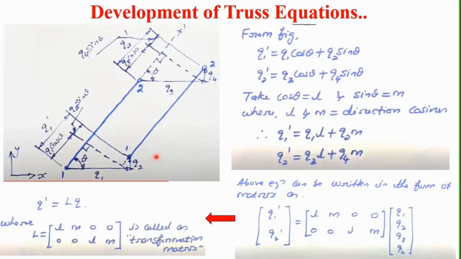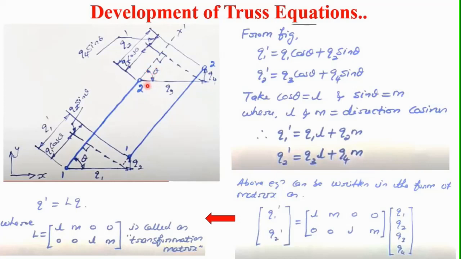So again, from this right angle triangle we can see this distance is q2 into sine of theta. This q2 sin theta will be this distance. Now this total distance q1 dash is equal to q1 cos theta plus q2 sin theta.